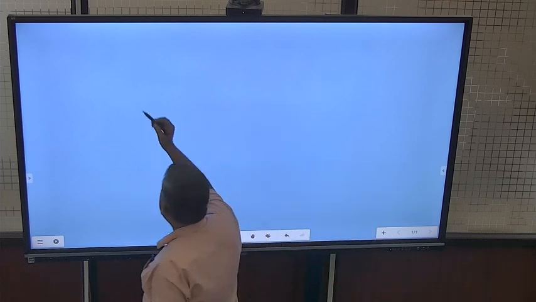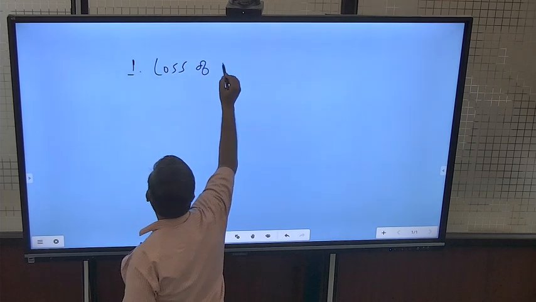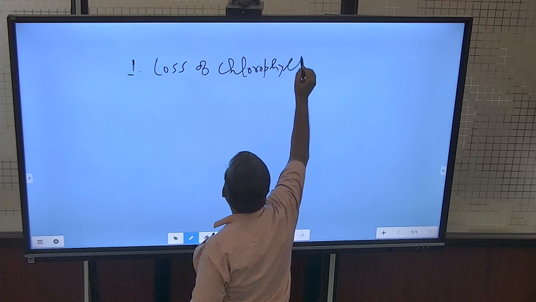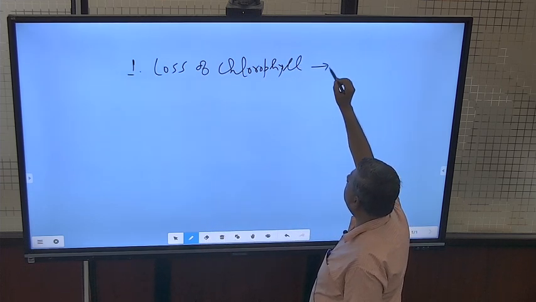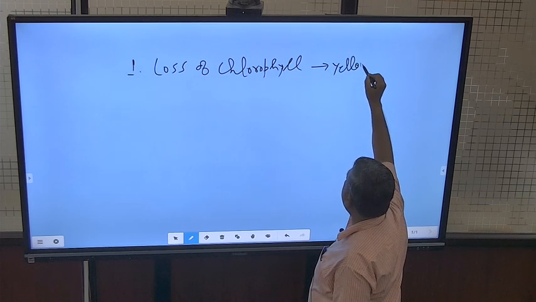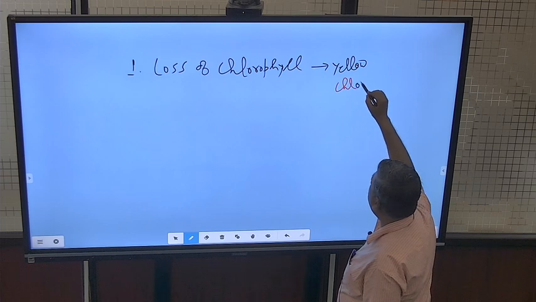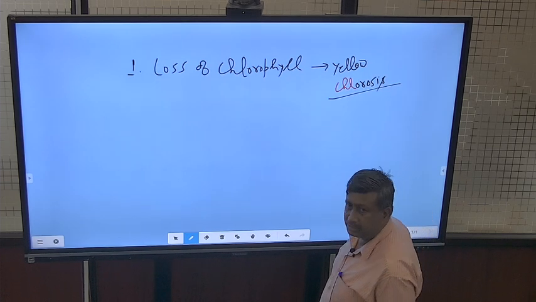Among various deficiency symptoms, an important one is loss of chlorophyll. In most of the nutrients, chlorophyll is lost and yellow color is developed, green color is lost, and this is known as chlorosis. So, in most of the nutrients, there is chlorosis.